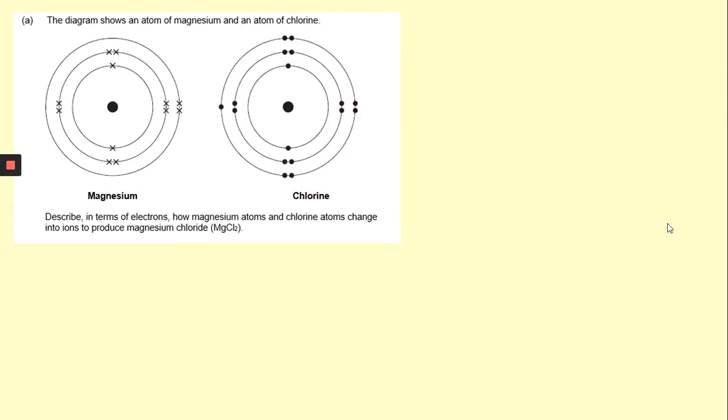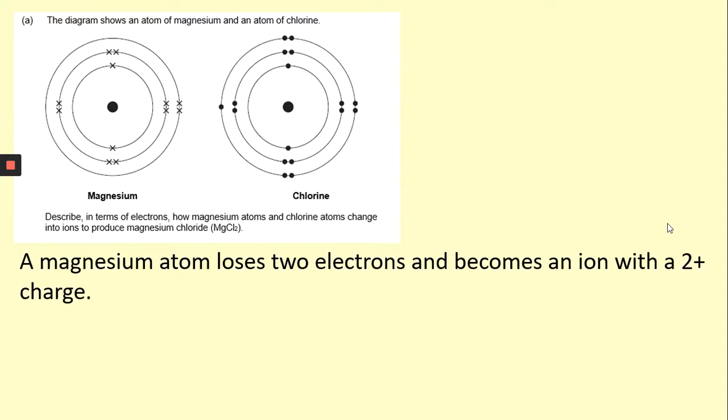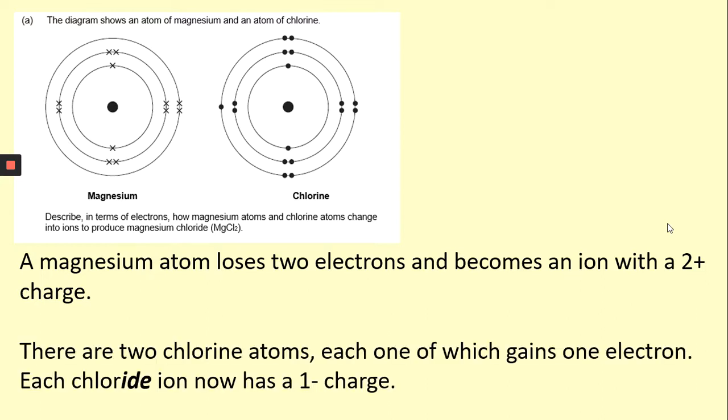So let's go back to that original question. Describe in terms of electrons how magnesium atoms and chlorine atoms change into ions to produce magnesium chloride. We're just going to write exactly what we've gone through. A magnesium atom loses 2 electrons and becomes an ion with a 2+ charge. There are 2 chlorine atoms, each one of which gains 1 electron. Each chloride ion now has a 1- charge.